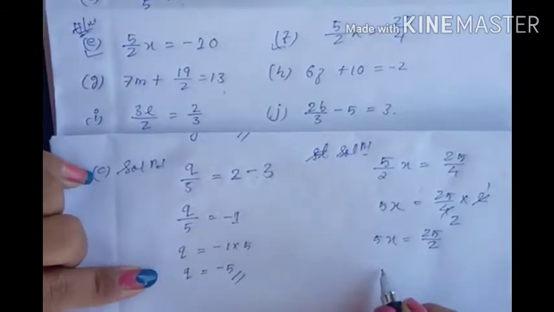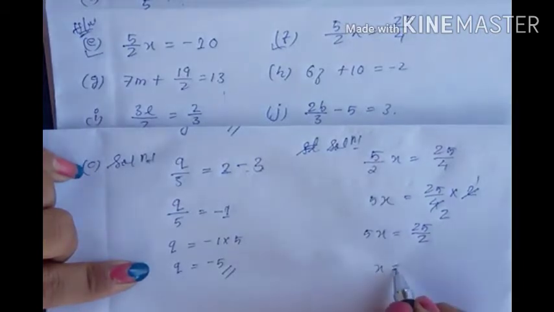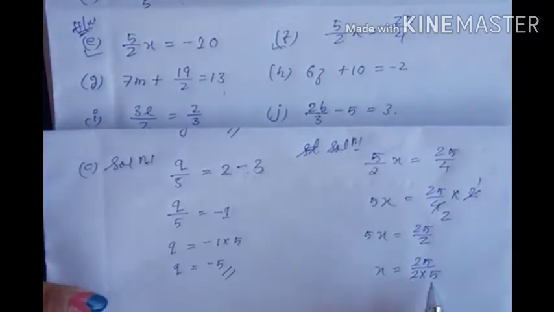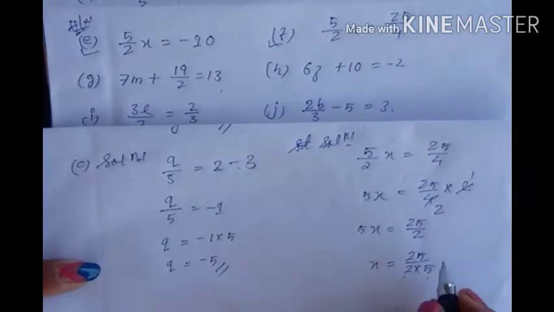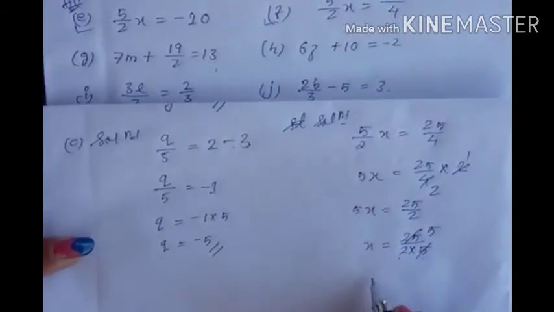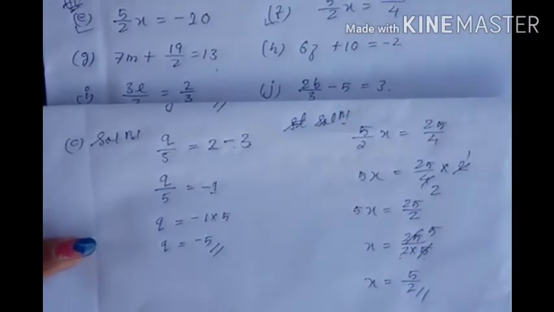Now this 5 we have to transpose to the right hand side, so multiply will become what? Divide. Divide means it will be in the downside, isn't it? Divide means it will be multiplied with the denominator. So 2 into 5. Now 5 1s are 5, 5 5s are how much? 25. So what we got? x equal to 5 upon 2. So what is the remaining value? x equal to 5 upon 2.